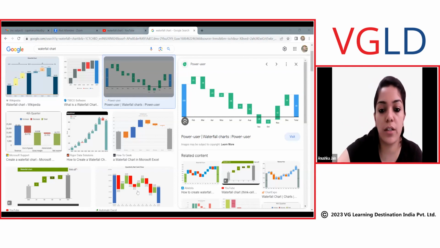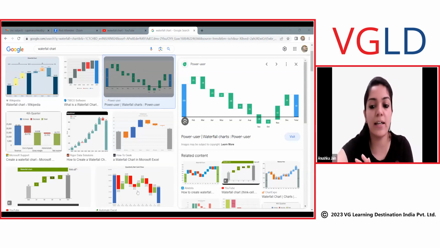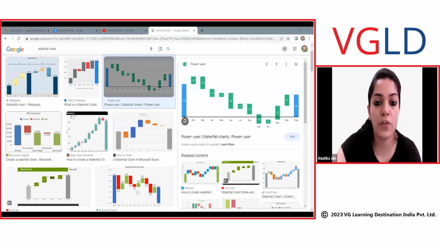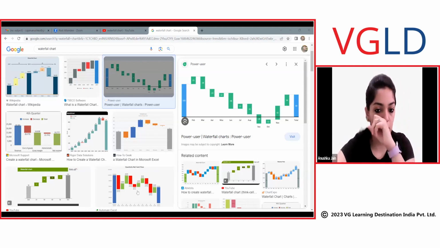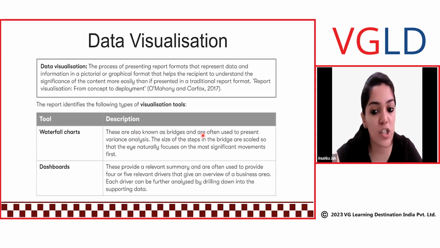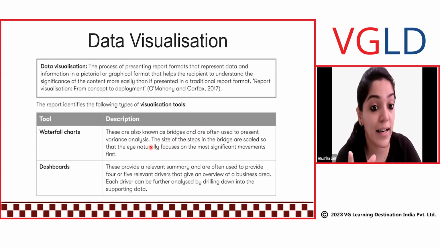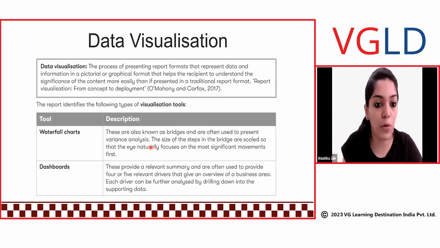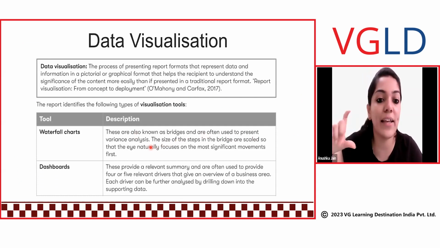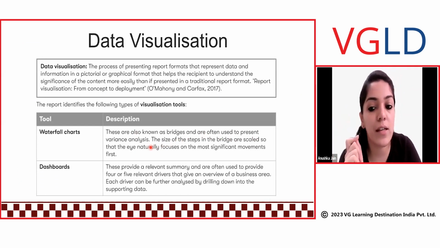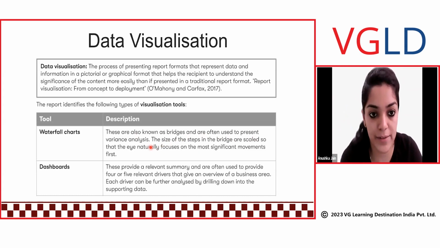No doubt. Okay, then let's come back and read it. Now, when you have visually seen how the waterfall chart looks like, now if you read it, you'll understand better. These are also known as bridges and are often used to present variance analysis. Like I told you now, what happened that your profit increased so much? You have to explain that variation. So this is an important chart for presenting variance analysis.